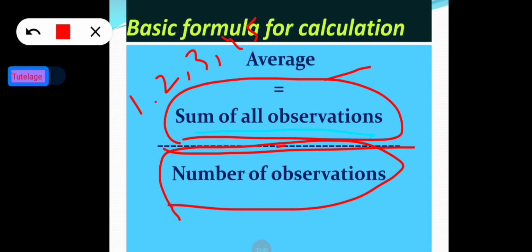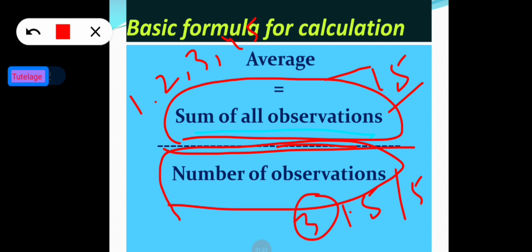The sum of all observations: 1 plus 2 plus 3 plus 4 plus 5, that means 5 plus 4 is 9, 9 plus 3 is 12, 12 plus 2 is 14, 14 plus 1 is 15. So the sum of all observations is 15. Divided by the number of observations, 1, 2, 3, 4 and 5, so there are 5 observations. So 15 divided by 5, so the average is 3.